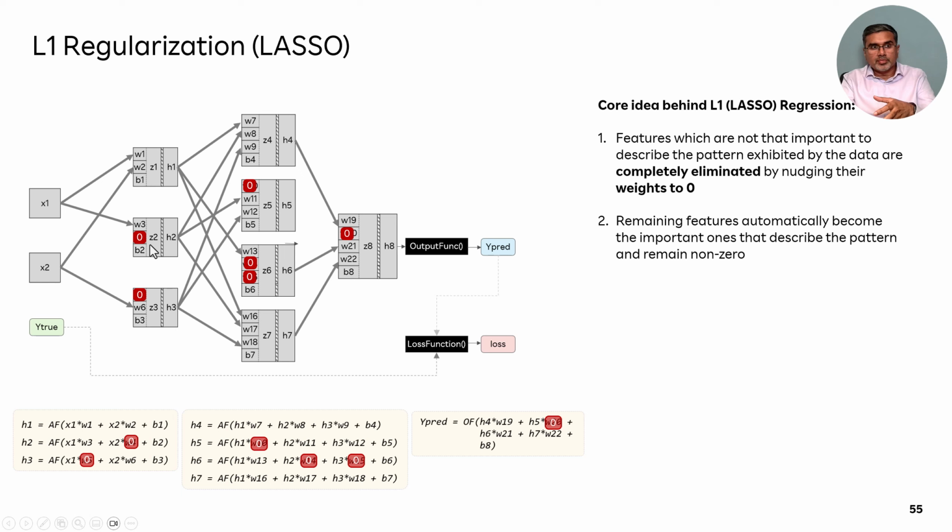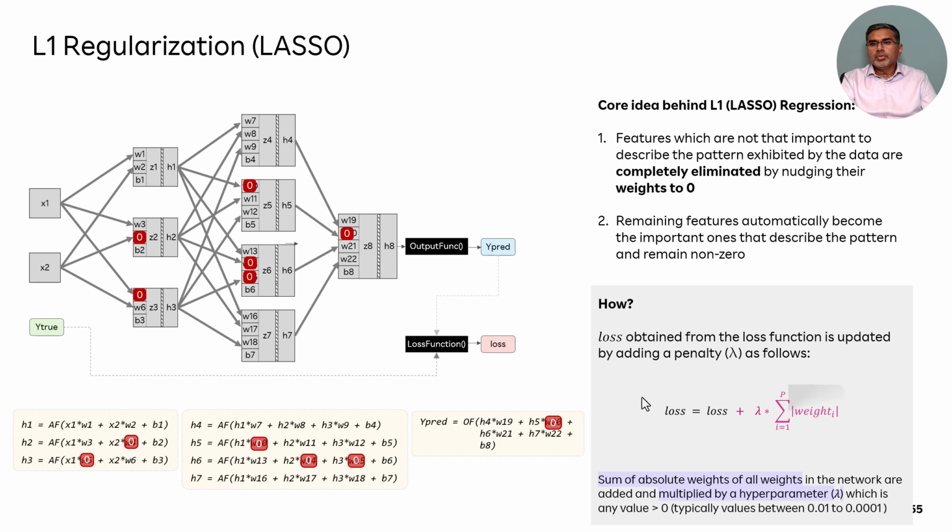So these are also features in a way. And what you're doing is that you're suppressing some sub features completely by setting their weight to zero. Okay. And how do you do that?